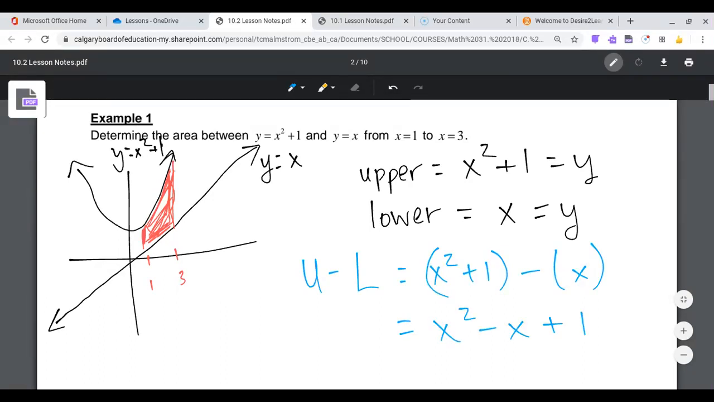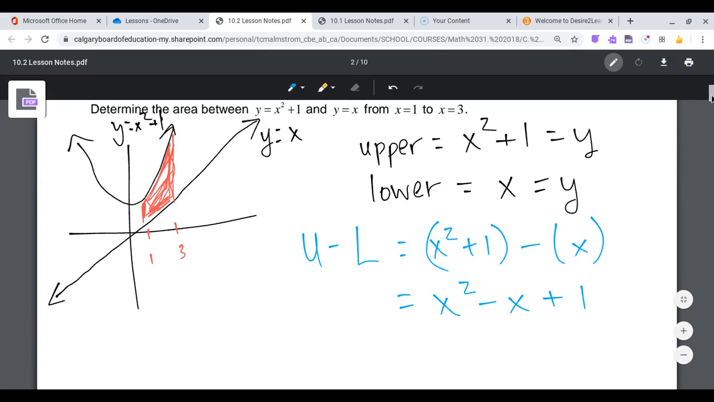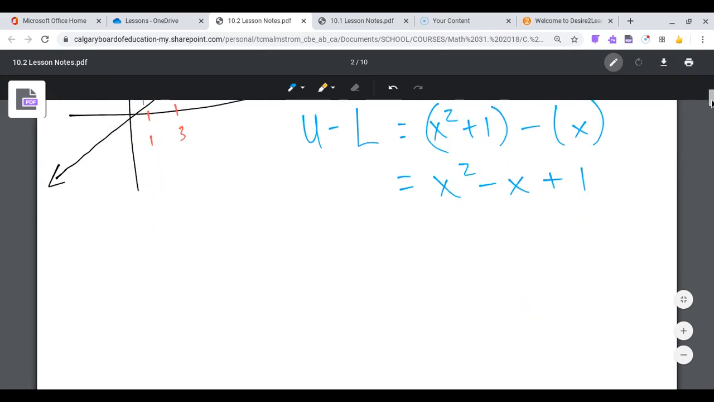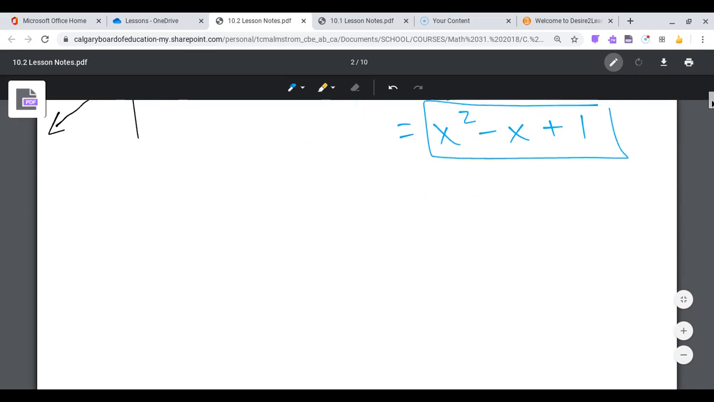Can you deal with the fact that I reordered things as I subtracted? Hopefully we're awake enough to do that. Okay, so this is the function here that I want to take the antiderivative of. We could have done the integral of x squared plus 1, subtract the integral of x. We could have done that, but I like to make the function first, and I only have to integrate once.